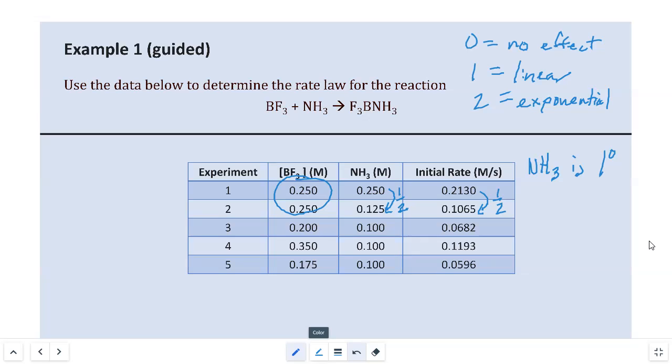Now we can look for other places. So we figured out ammonia. Ammonia is first order. Let's look at other places and see if we can find a place where ammonia is isolated. And we can see, okay, these last 3 reaction runs all have the same concentration of ammonia. Let's see if we can find 2 that are easy to compare.